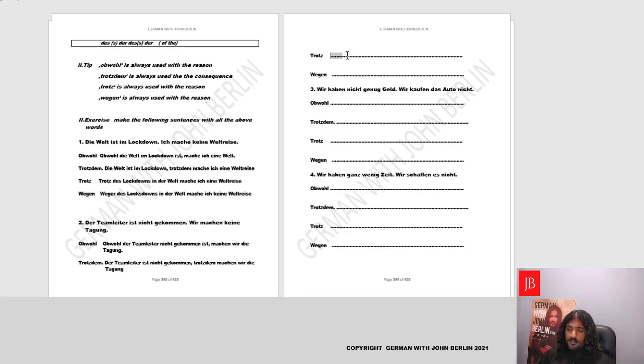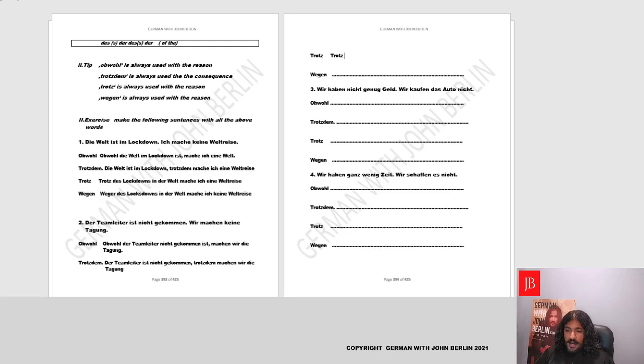Now we could make this with in spite. Now we need to be a little bit more creative. Wir sollten ein bisschen kreativ sein. Der Satz sagt, dass der Teamleiter ist nicht gekommen. So we could say, in spite of the absence of the team leader. What is the absence? It's called Abwesenheit. So you could say trotz.